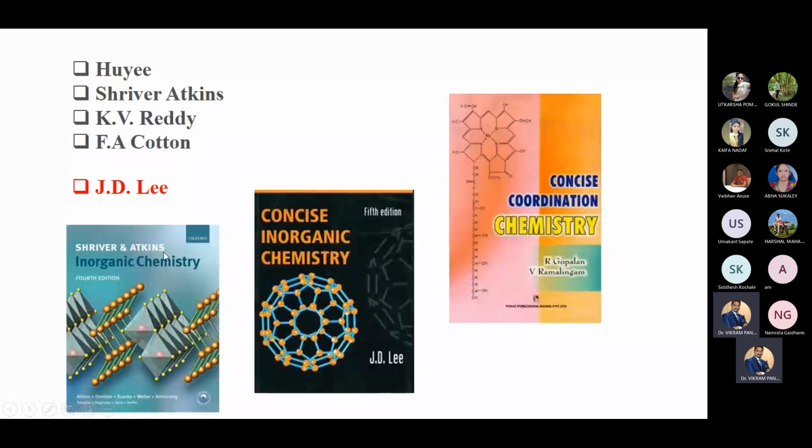Shriver and Atkins for inorganic chemistry has very tough language compared to other books. This Ramlingam book is available at Appa Balwant Chowk, ABC, Pune. This book is like your textbook, because it is, I think, only 200 pages, so it's not that big a book.